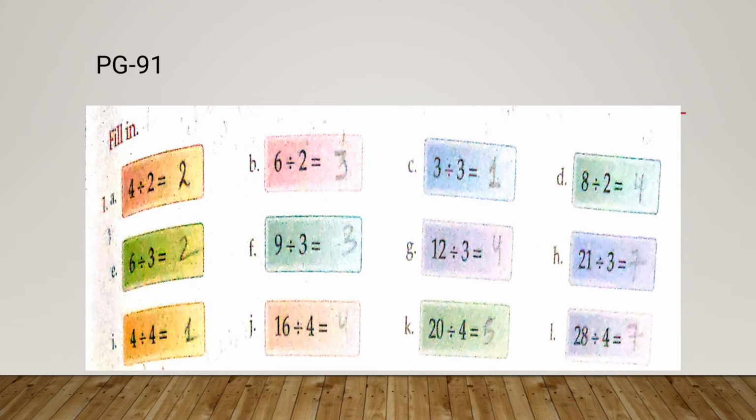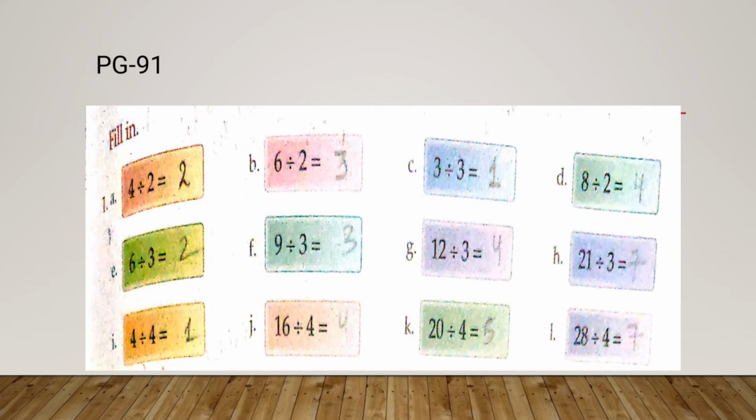So children, recite the table of 3 until you get 3. So 3 1s are 3. So children, when you divide 3 by 3, you will get answer as 1. Now D part, 8 divided by 2. So here recite the table of 2 until you get 8.